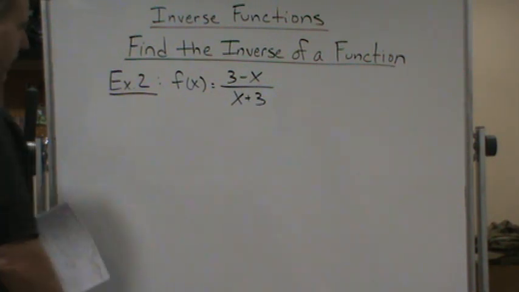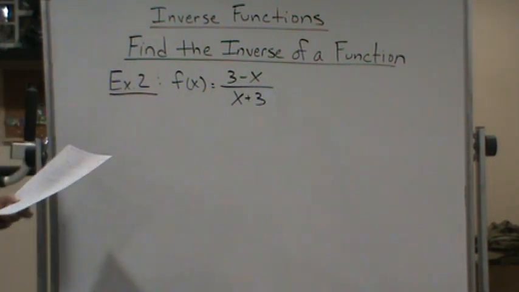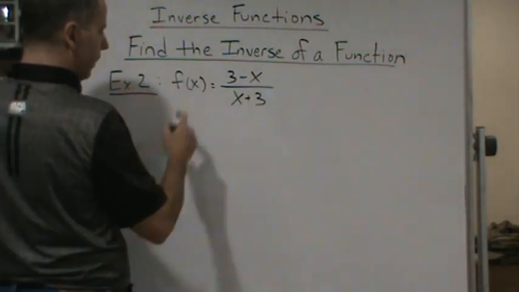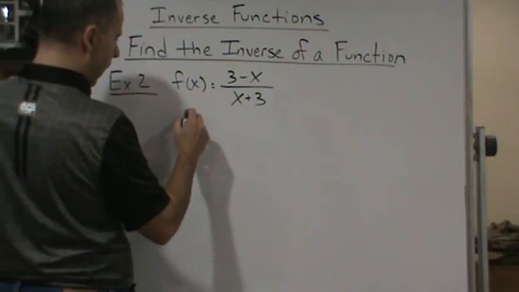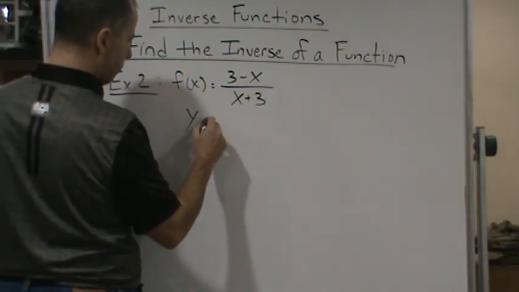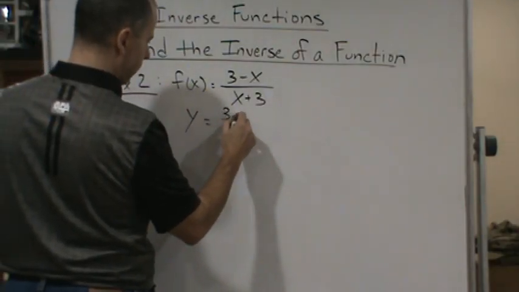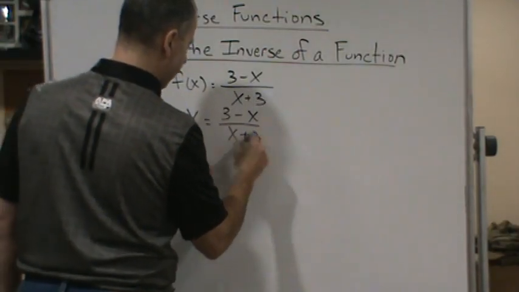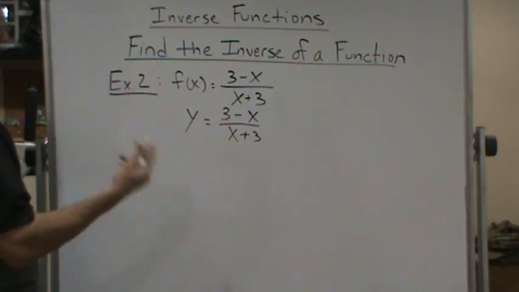Okay, let's do another example of finding the inverse. So, what are we going to do? Step number 1, replace f of x with y. So y equals (3 minus x) over (x plus 3). Now we're going to interchange x and y.